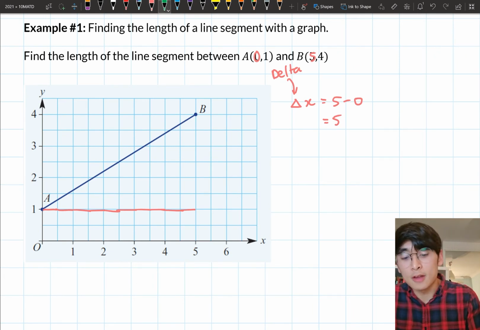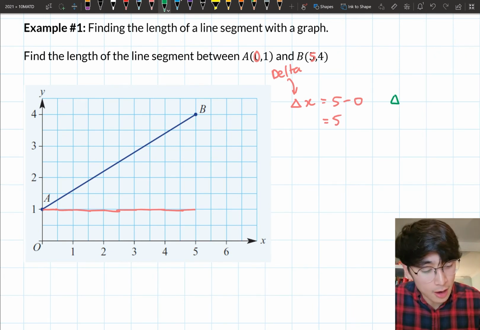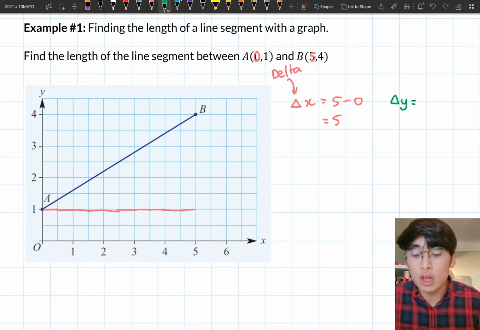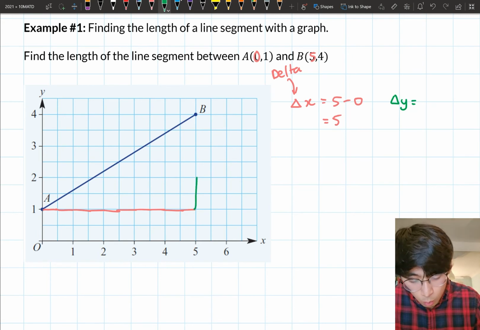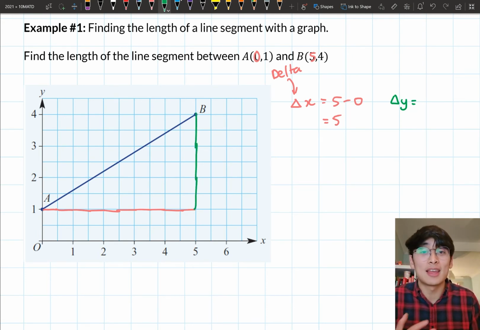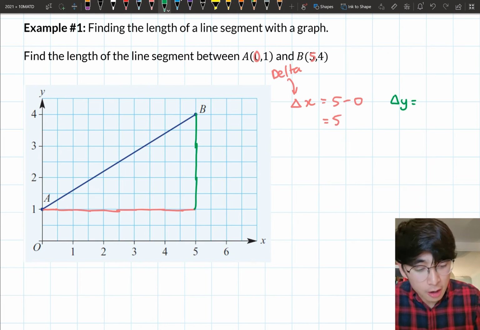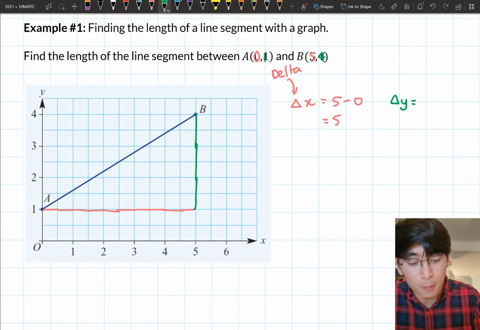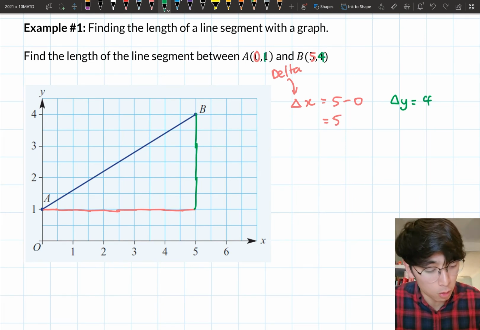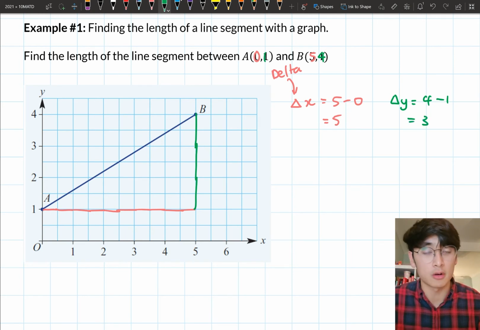Okay, now that I've done that, I'm going to do the same thing for y. We can look at the diagram and count it. So here it's quite easy: 1, 2, 3. From the diagram, we can see that there's 3 units between the y coordinate of A and the y coordinate of B. But if you didn't have a diagram, we can just look at the y coordinates, 4 and 1, and subtract the two. So 4 minus 1 gives me 3.